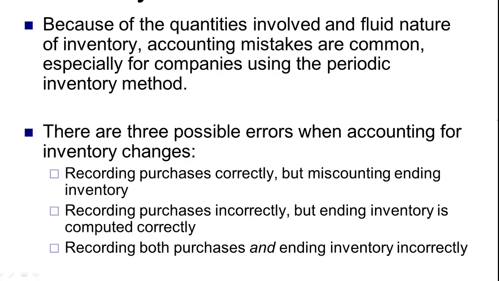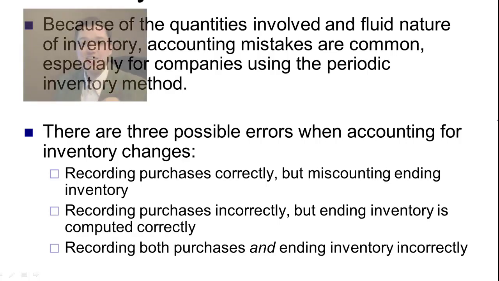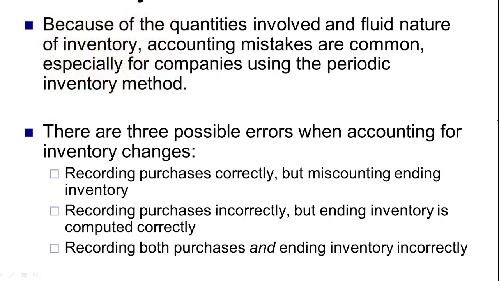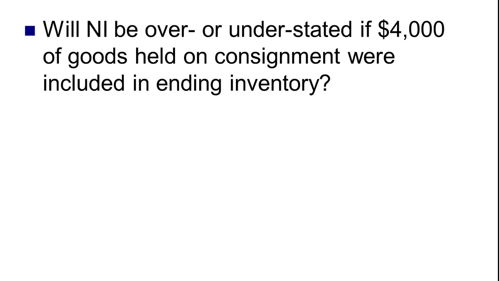Then we can mess up everything. We can get both purchases and ending inventory wrong. So we need to be comfortable with figuring out what a mistake does to our financial records. And again, another one of these key concepts is understanding if I make this mistake in purchases or this mistake in ending inventory, what will it do to net income? So let's take a look at a couple of examples so we can be comfortable with this concept.